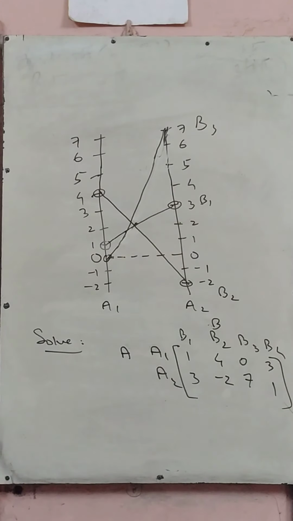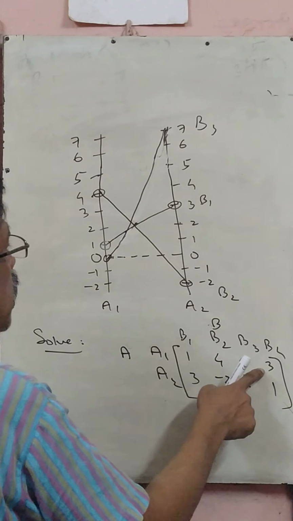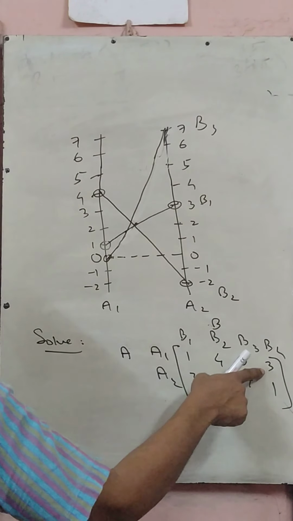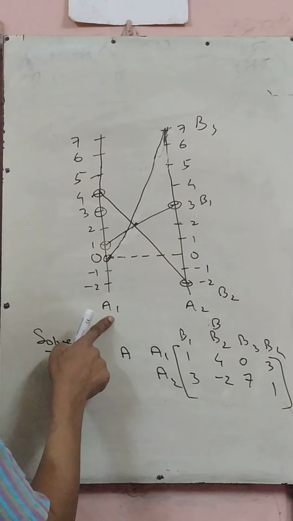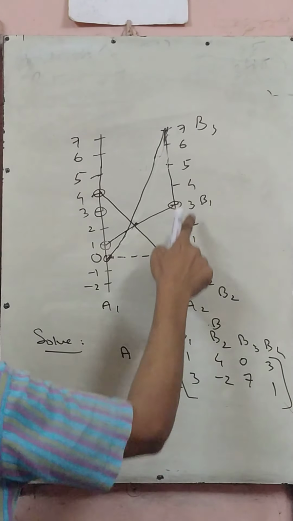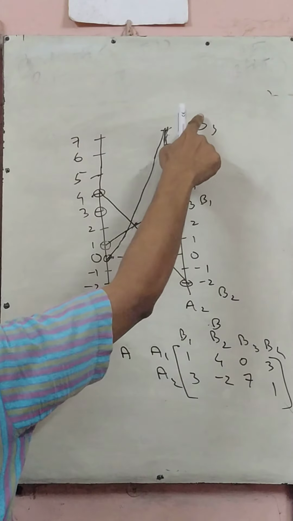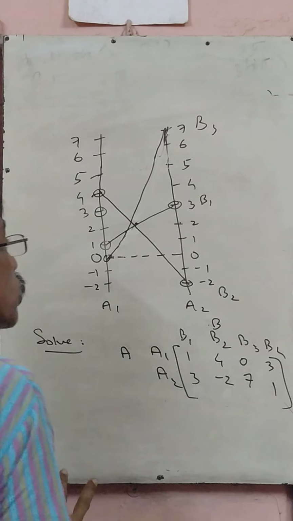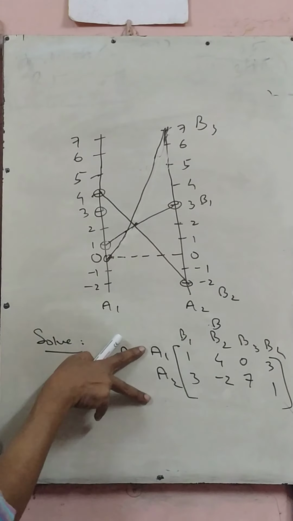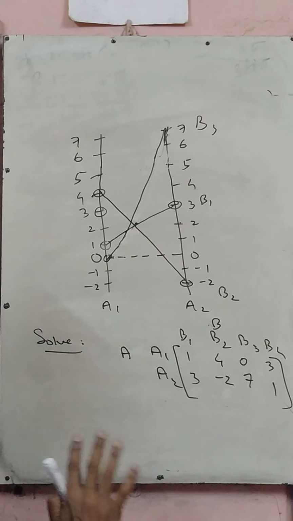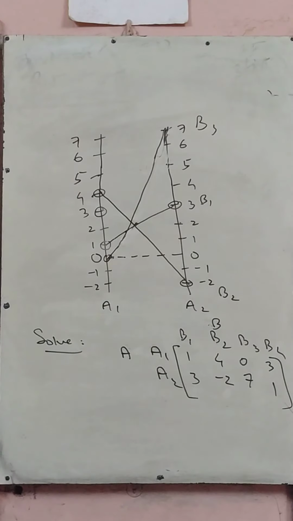Now come to the last, 3 and 1. That means this one. 3 is here, on A1. This is the first strategy, this is the second strategy for B, and this is the third strategy. Our target is to search for 2 strategies of B, because we have already got 2 strategies of A. I need 2 rows and 2 columns, so I have to find B's 2 strategies. Now how to find that in the graph?